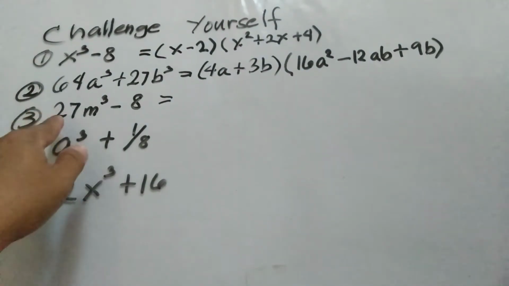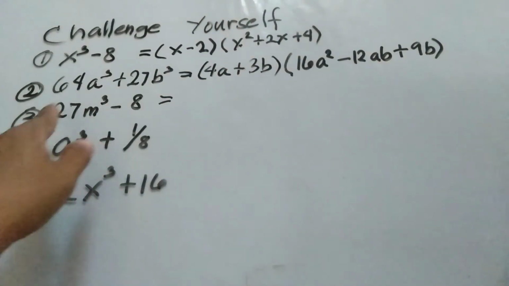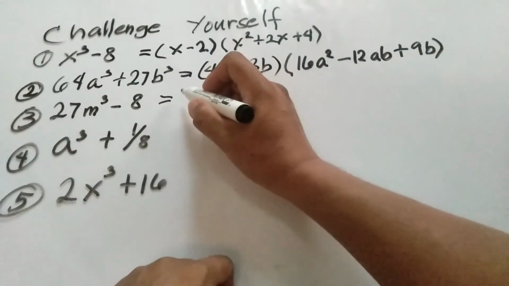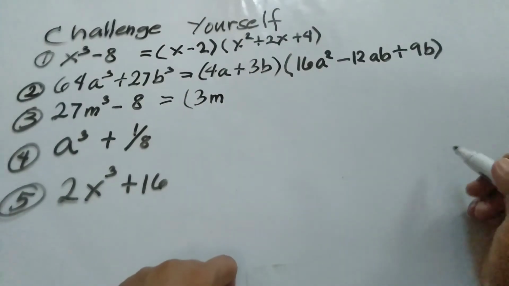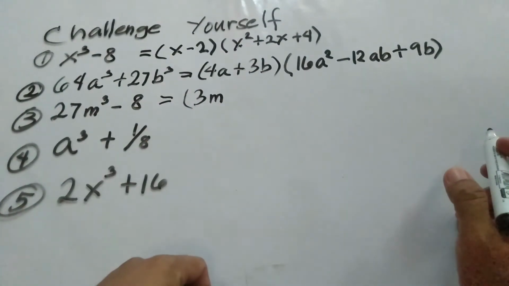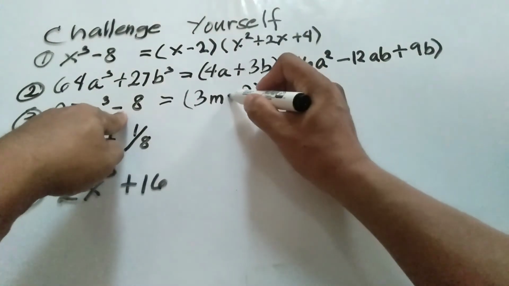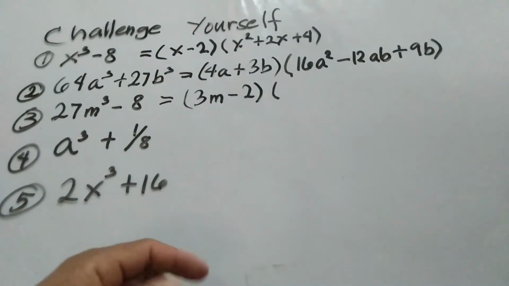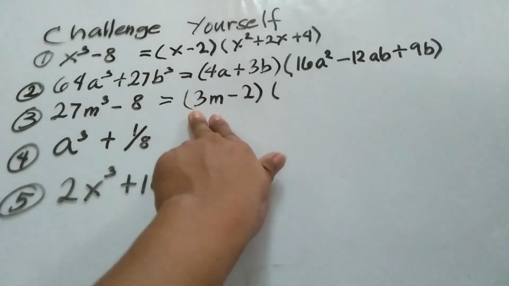Okay. 27m cube minus 8. Cube root ng 27m cube, we have 3m. Okay? Cube root ng 8, we have 2. And then, follow the sign. Okay? Next, for our second factor, paulit-ulit po yung ginagawa natin. We have 3m times 3m or square the first term.